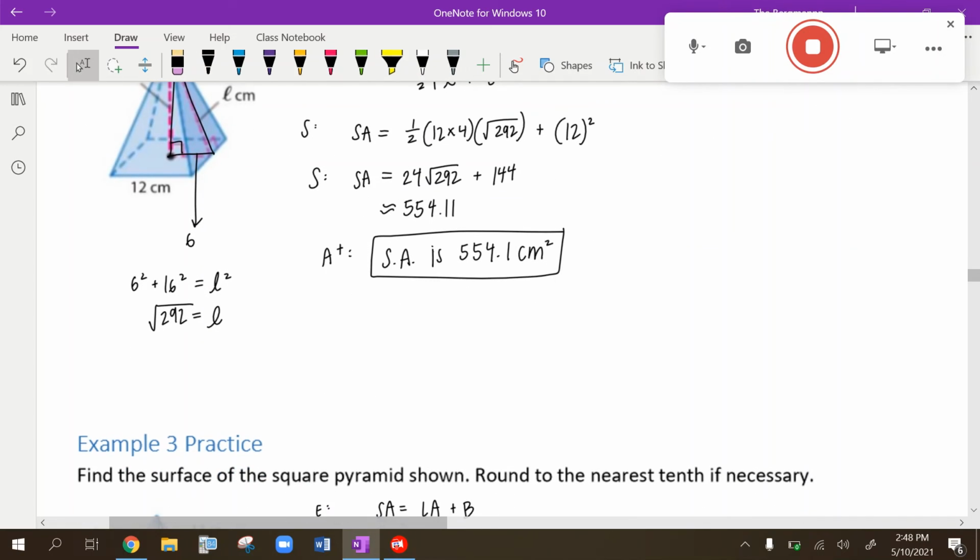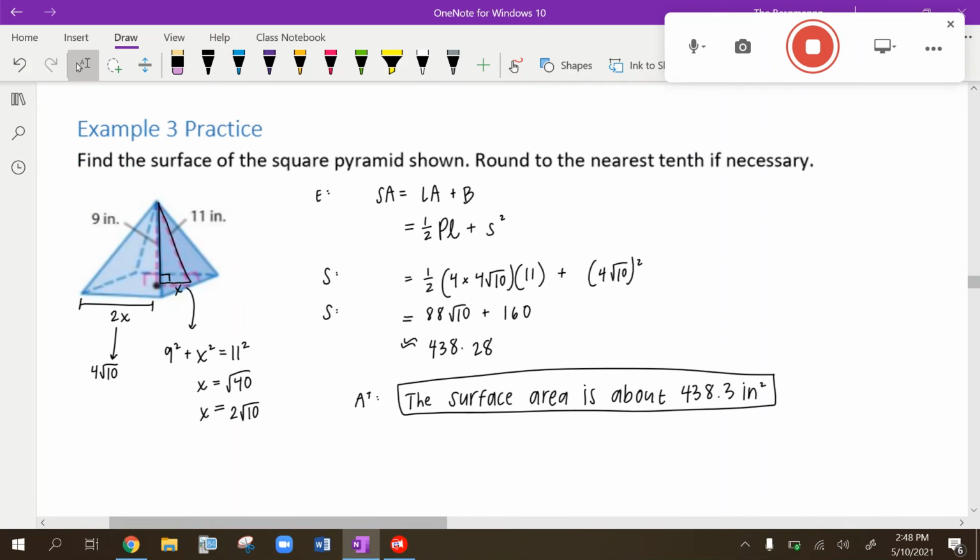Alright, I want you to try the practice problem shown below. Here's the correct answer.